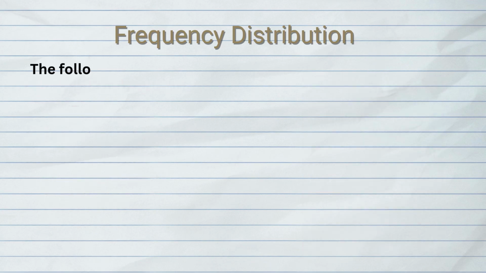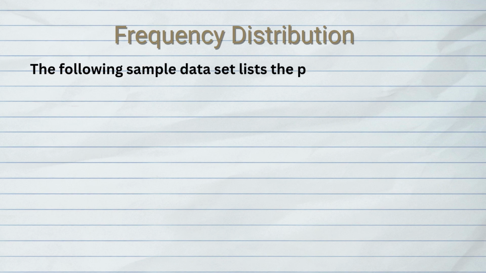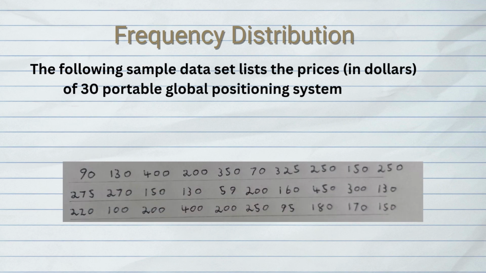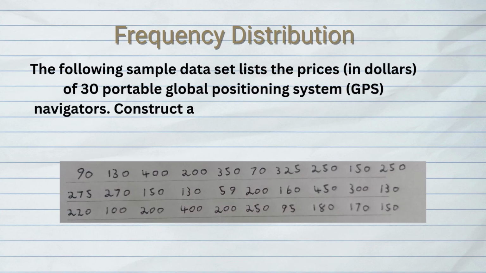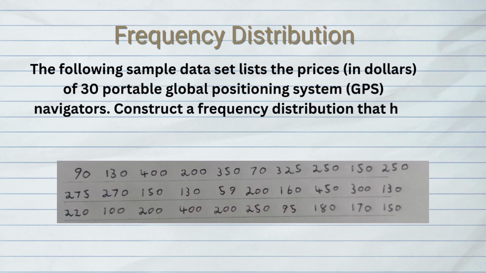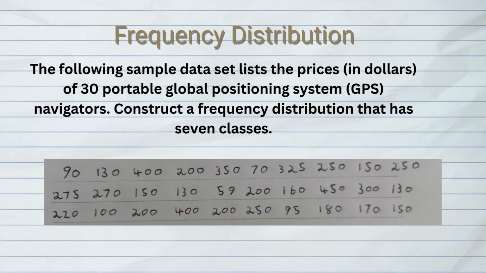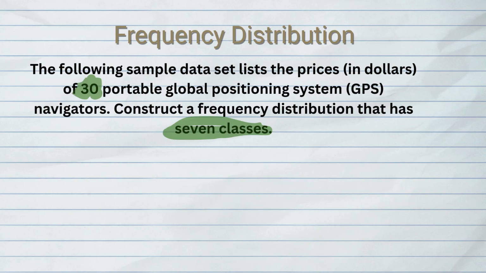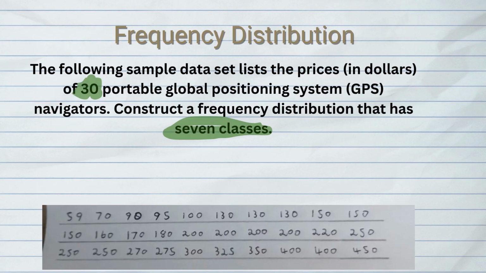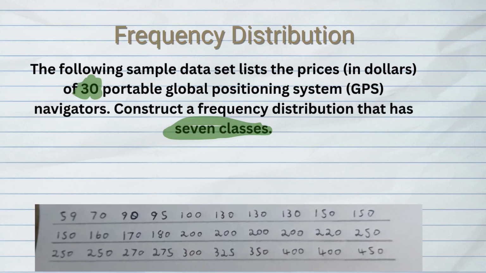Let's work through this example together. The following sample data set lists the prices in dollars of 30 portable global positioning system navigators. Construct a frequency distribution with 7 classes. The important things to note here are the 30, which represents the sample size, and the 7, representing the number of classes. Now let's rearrange these numbers from smallest to largest.